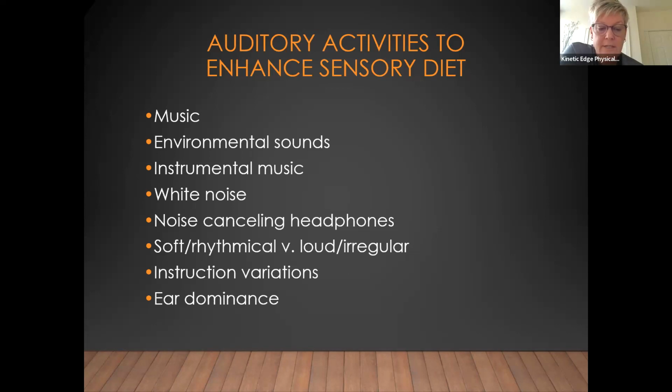And then looking at ear dominance. All of us should be right ear dominant, so that the information goes from our right ear to the left side of the brain where our main language processing center is. And so, especially for those kids who are struggling with understanding auditory instructions, making sure that they are seated on the side of the classroom where their right ear is closer to where you're talking. There are phonics phones and those types of things also to improve ear dominance and change ear dominance. So all things to consider.